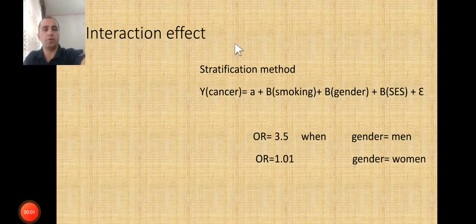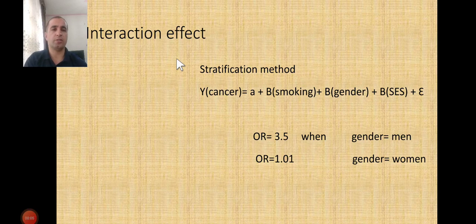So let's start talking about interaction effect analysis by the stratification method. As I said in the previous section, we've got two methods by which we can evaluate the interaction effect between the main exposure and the second variable. Let's go back to our example.